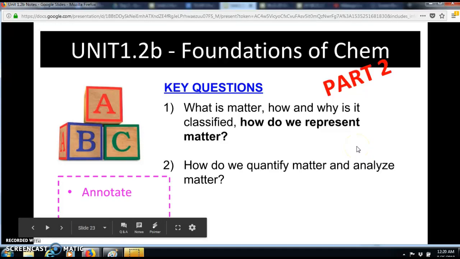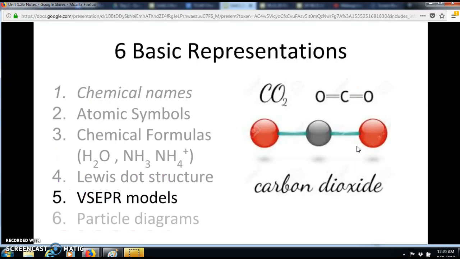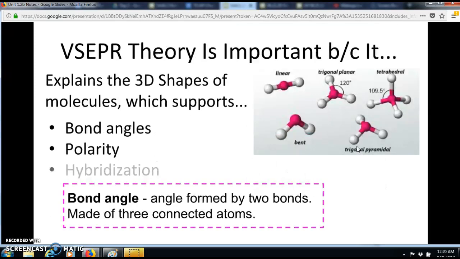Hi, and welcome to Unit 1.2b, Foundations of Chemistry, Notes Video, Part 2. Again, we're focusing on the second half of key question 1, how do we represent matter? In this video, be sure to annotate. We are looking at the VSEPR models of the 6 basic representations.